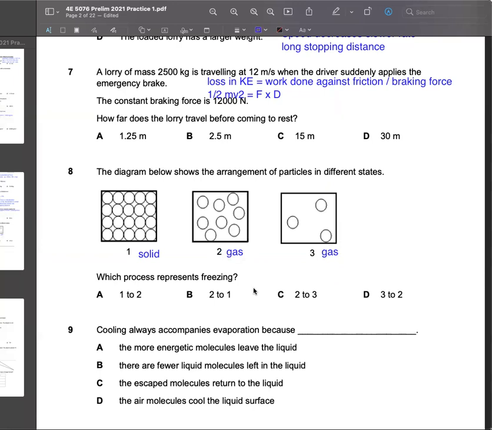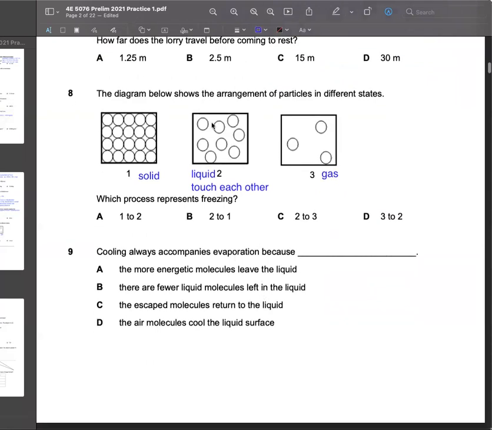But in this case, I think the setter referred to this as a liquid. But don't draw gas like that. Don't draw liquid like that. This is wrong. For liquid, the particles must touch each other. They must be touching. All right, now can you define freezing? What is freezing?